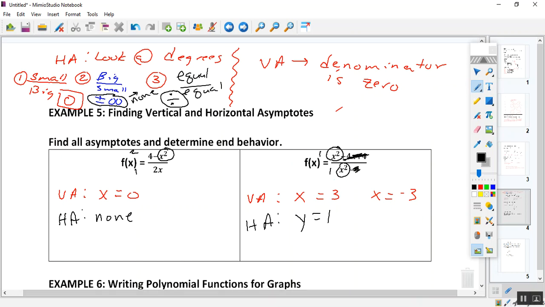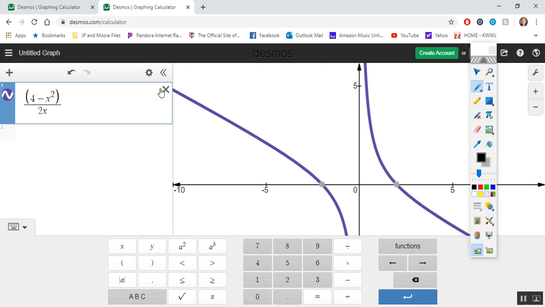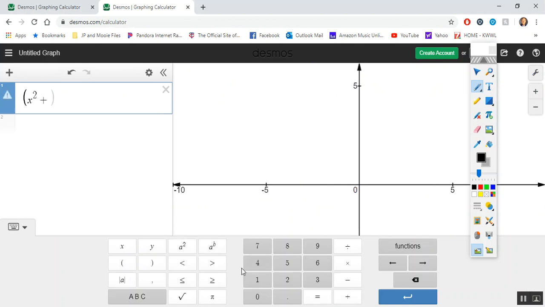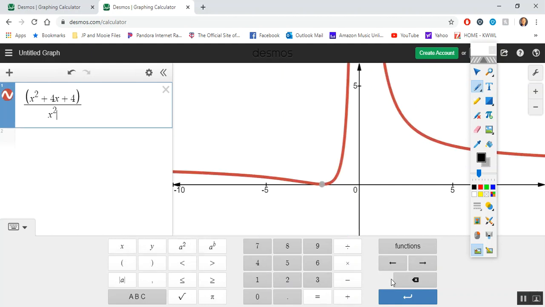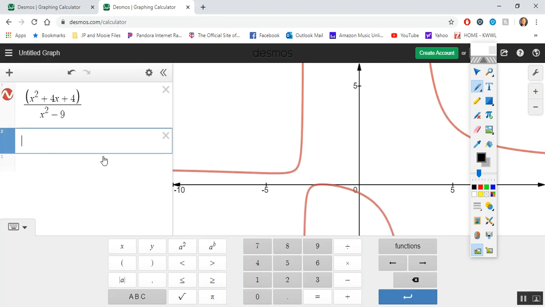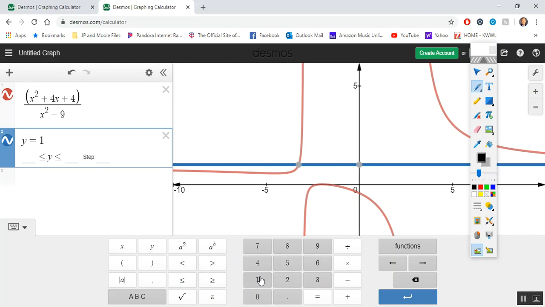Let's just check. Let's see if we do get a horizontal at 1. You guys are going to help me. I don't remember. What was up top? x plus 4? Divided by what? Asymptotes can be what? Let's put this horizontal in here, y equals 1, and see what we get. Do you agree with this? Did that horizontal get crossed?